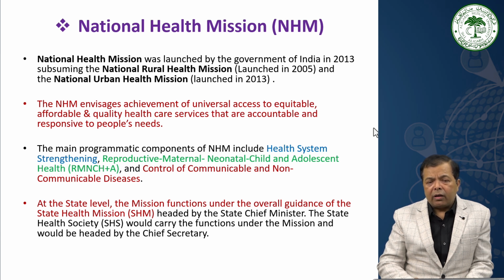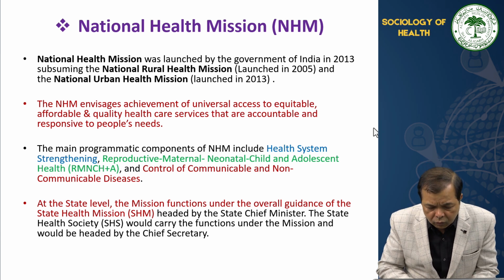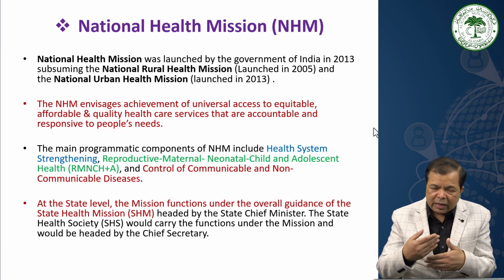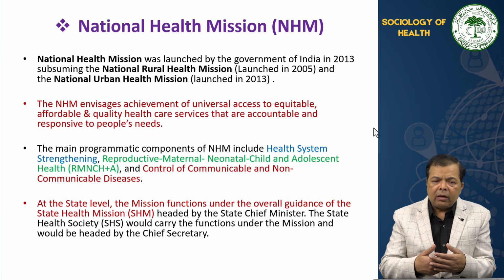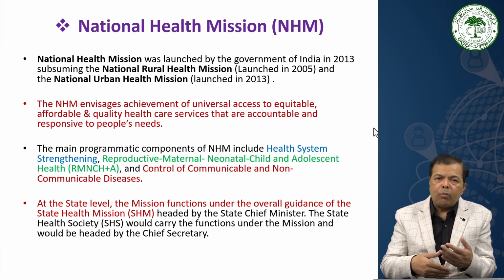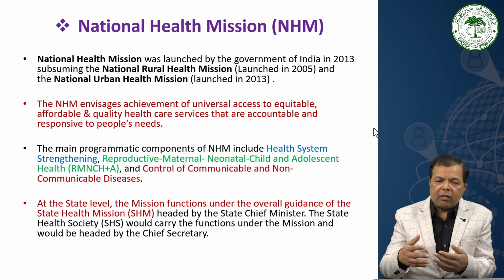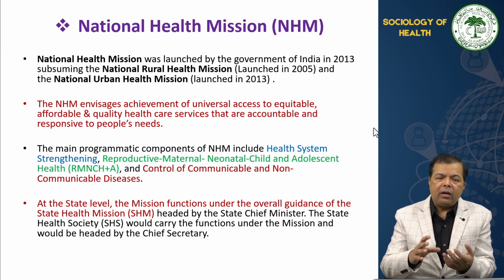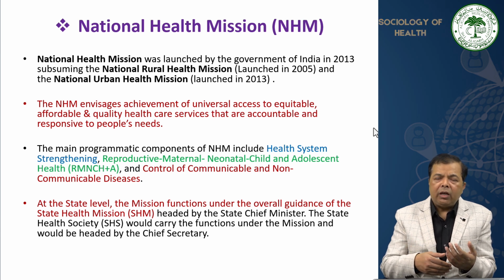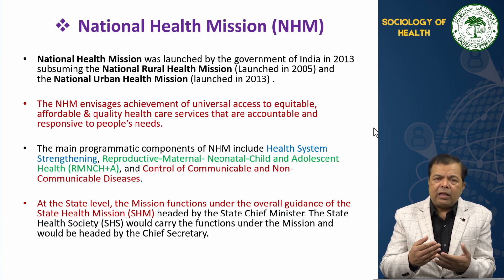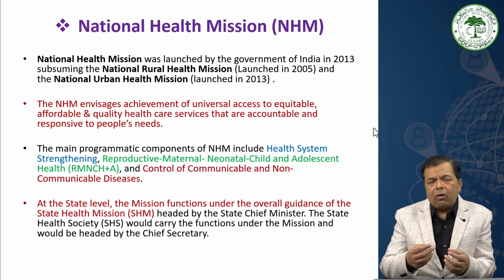Then second very important component is the reproductive, maternal, neonatal, child and adolescent health, RMNCH plus A, right? So this will take care of the health of the reproductive women, then the maternity experiences, then the newborn, that is the neonatal, and then the children, and then the adolescent. That means from newborn to adolescent, and then when women enter into the reproductive age, and then the maternity related experiences, because these are all very sensitive and these are all related with not only the present but also the future. These are very important.